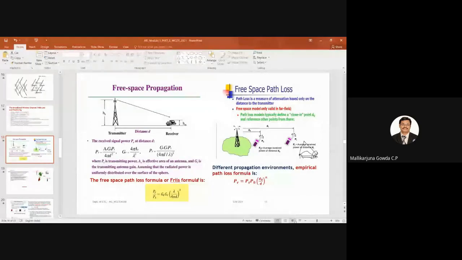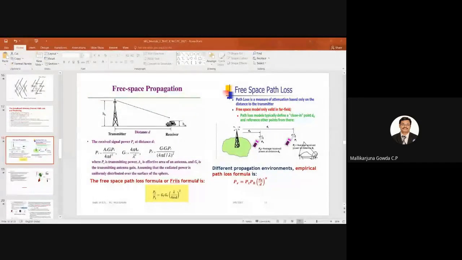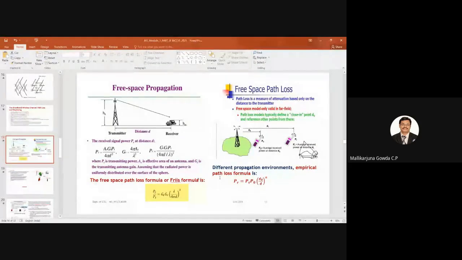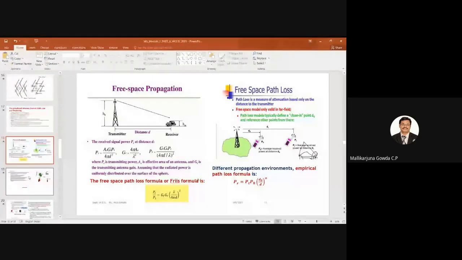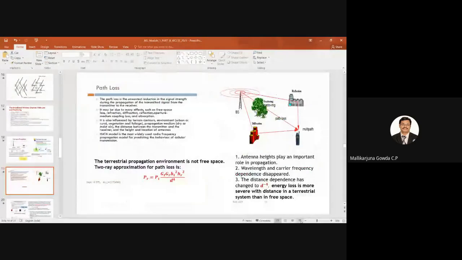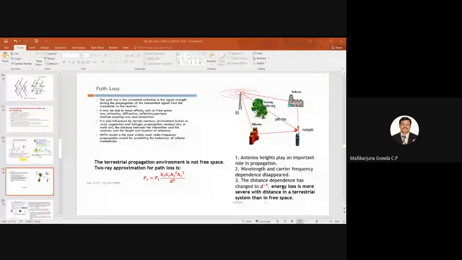Okay. So I told you why the signal strength is reduced, right, as it propagates from transmitter to the receiver. The reasons I quoted, right, are because of the various effects. So usually for a terrestrial propagation, the environment is not free space, and it is approximated by the two-ray approximation for the path loss. The two-ray approximation model is the most widely used model for approximating the path loss.